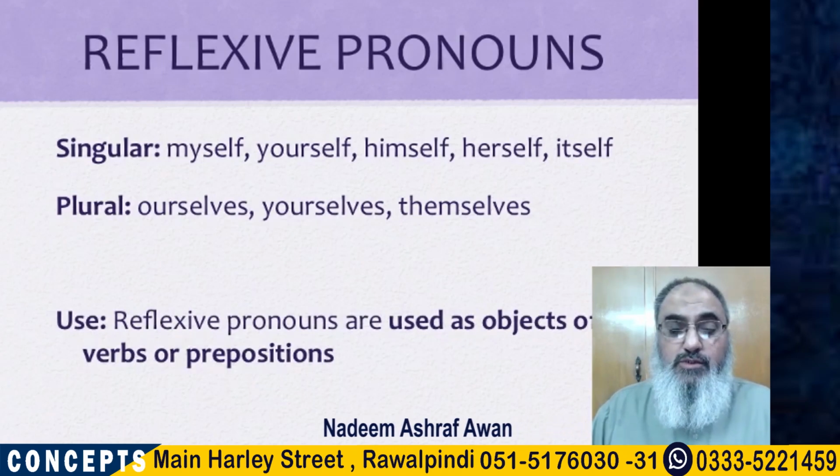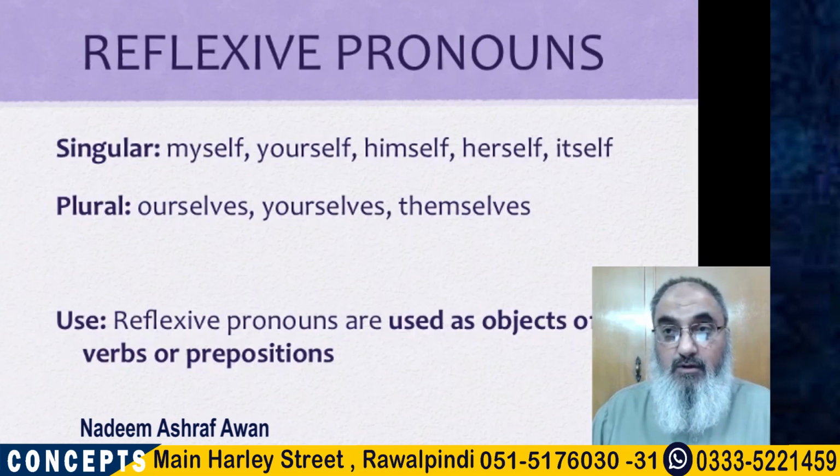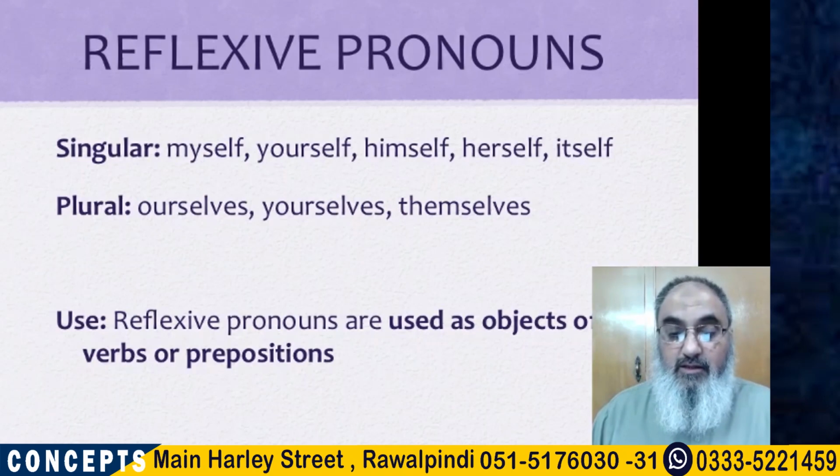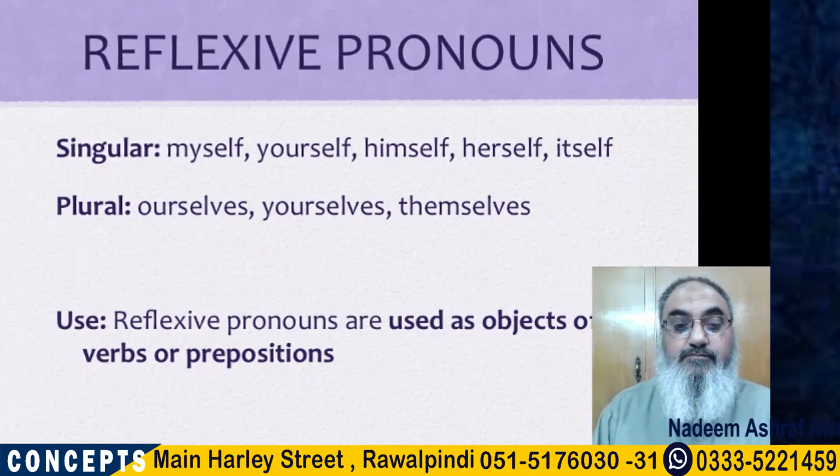Now, we use reflexive pronouns as objects of verbs or objects of prepositions. It means when they're used in a sentence, only then we can decide whether they're reflexive or emphatic pronouns. In a sentence, they are used as either the objects of a verb or the objects of a preposition. Let's have some examples.